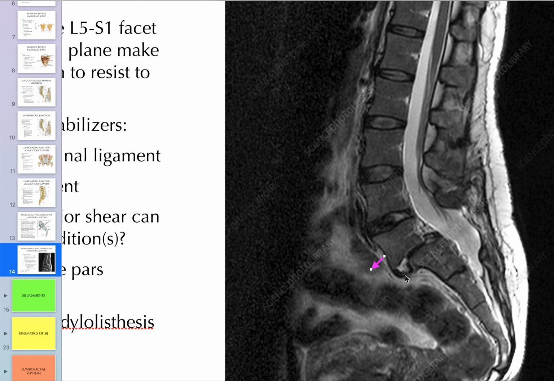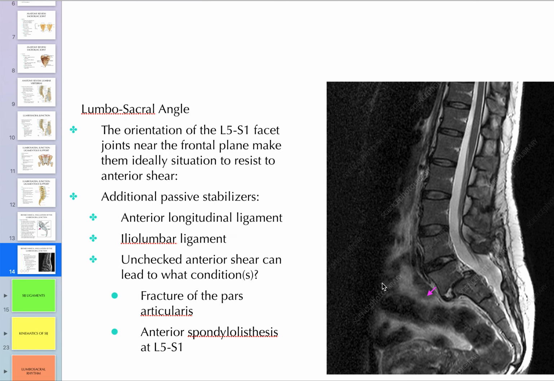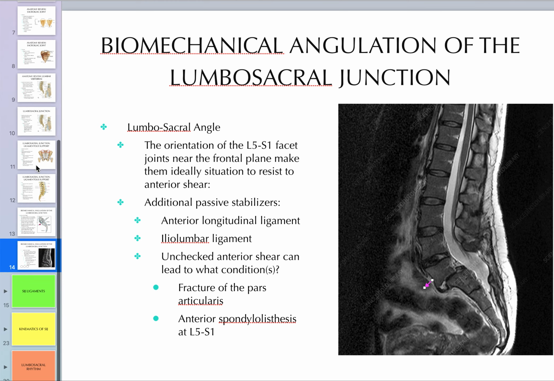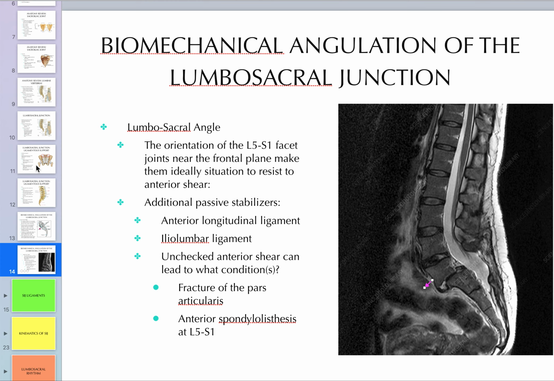Because L5 was translating forward, probably because of increased lumbosacral angle, poor stabilization from the anterior longitudinal ligament, and possibly anatomically oriented facets more in the sagittal plane rather than the frontal plane, this created a condition where L5 will be slipping on S1. It's about a 25% slip of the vertebra on the sacrum. So this is just a condition to note. You guys will come across spondylolisthesis in many other classes, but it's important to know.